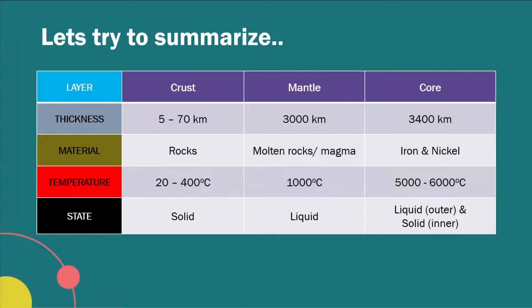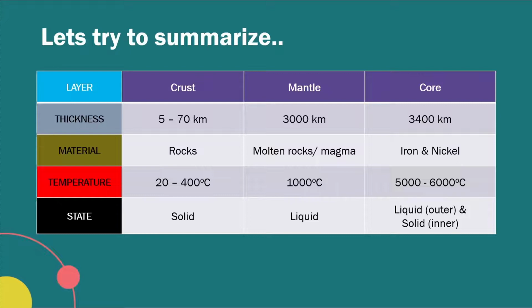For material, crust is rocks, and mantle is when you go deeper, the higher the temperature, so the rocks got melted. Yeah, you can imagine like that. So mantle got molten rocks, but crust is rocks. Mantle got molten rocks or magma, and the core, the material is metals, iron and nickel.